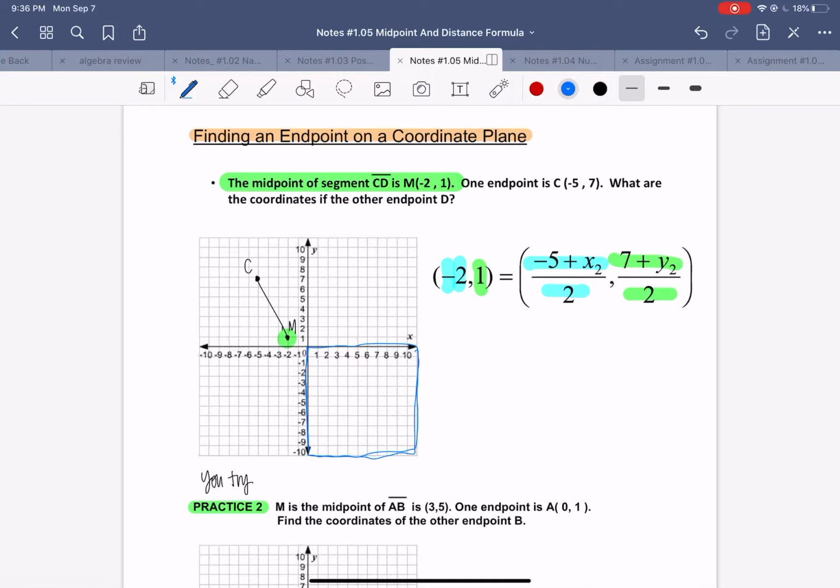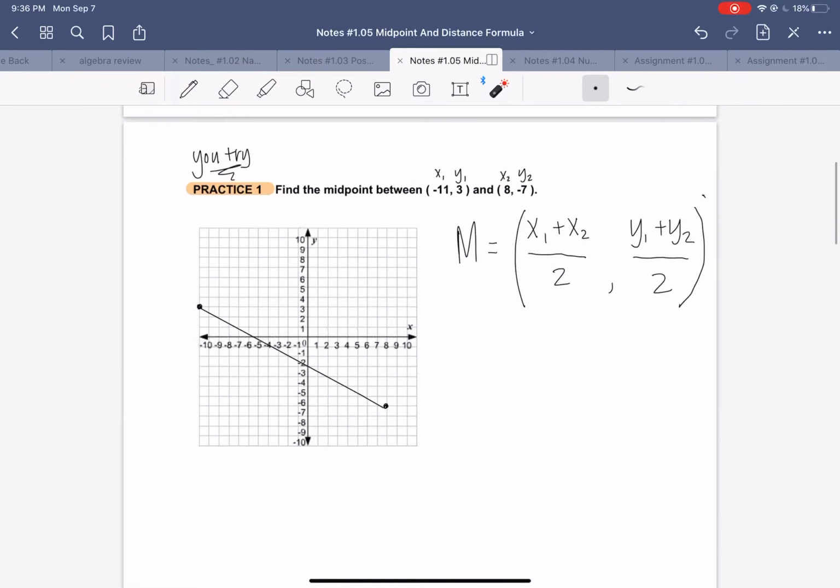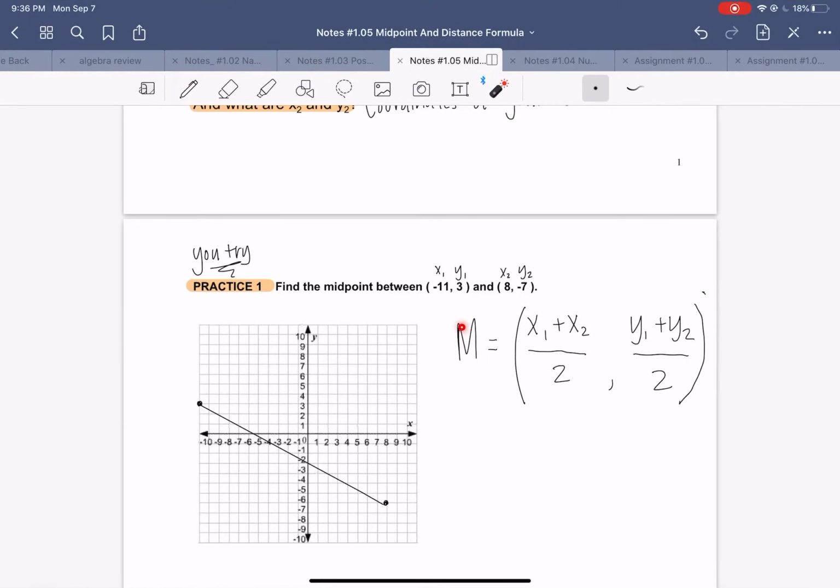All right, so how you solve this, and I already have it highlighted: you are going to take your midpoint, and that's what it's going to be set equal to. So right here we have our midpoint, and it's set equal because that is our midpoint. So up here we have the midpoint formula, where we get coordinates.